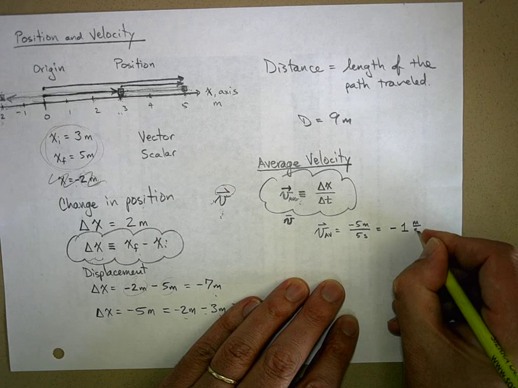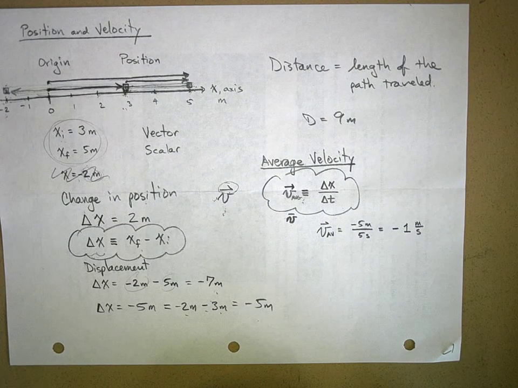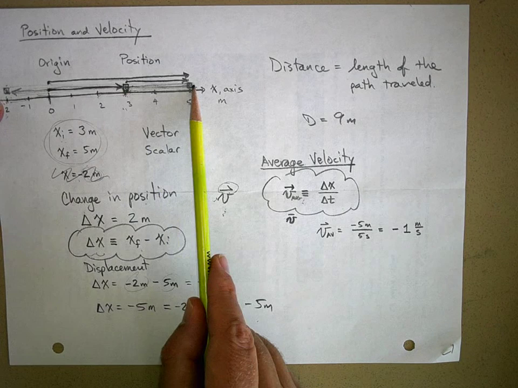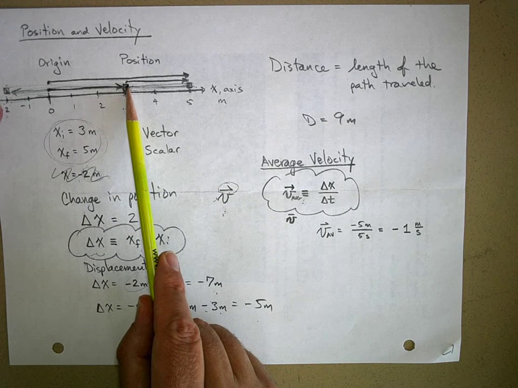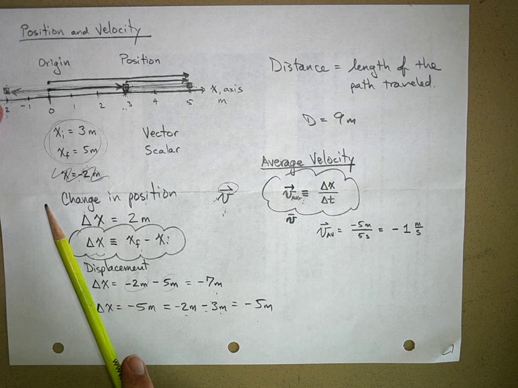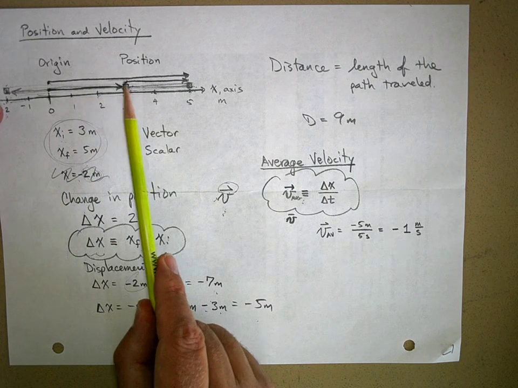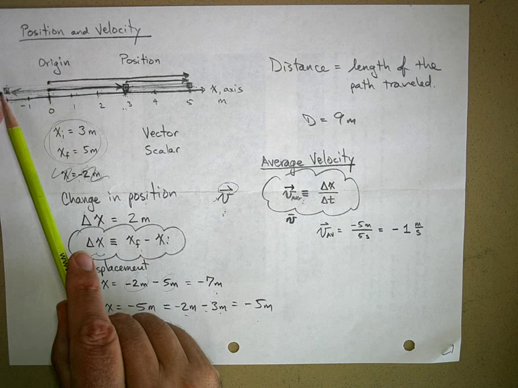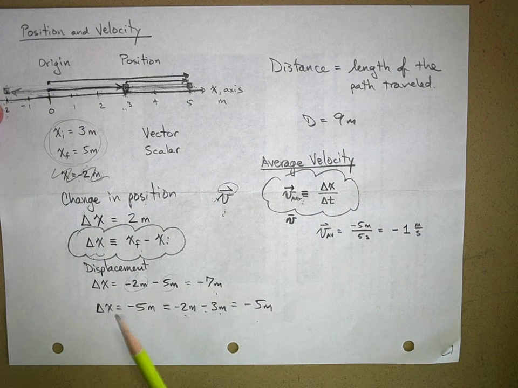-1 meters per second. Now, what that means is that even though I zigzagged, it's as if going from here to here in 5 seconds is as if I'm going 1 meter per second. It has the same effect. Okay? So that's what average velocity means there.